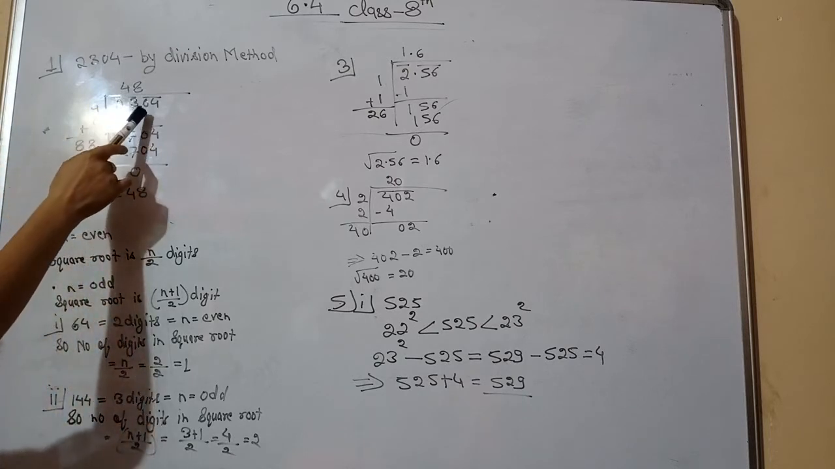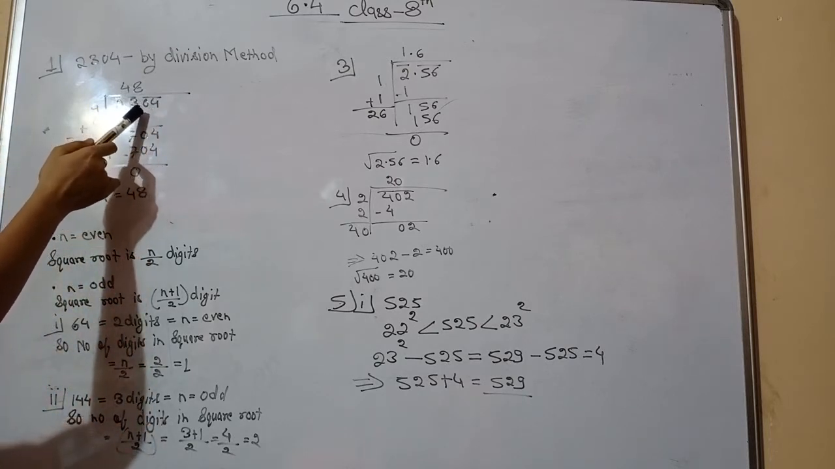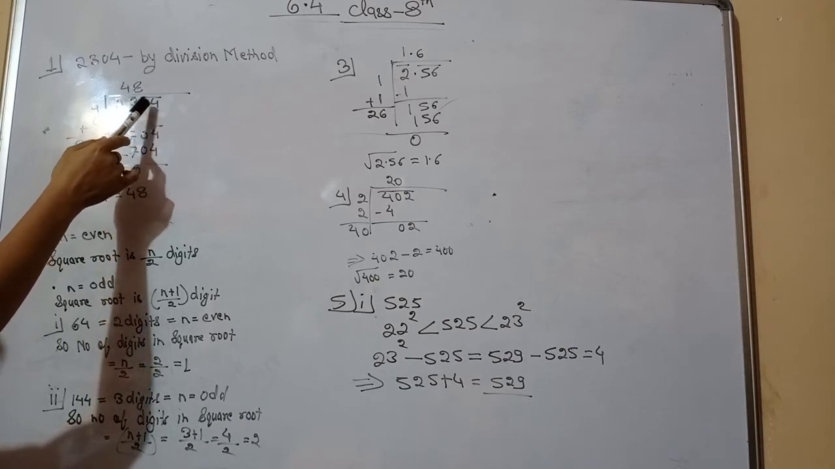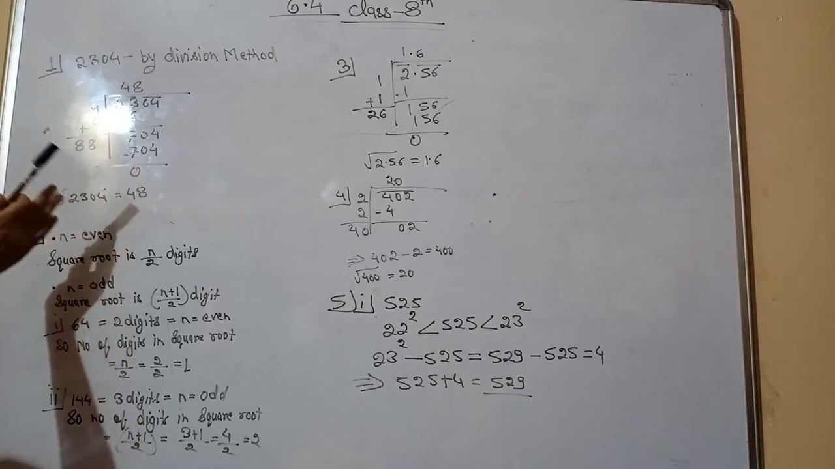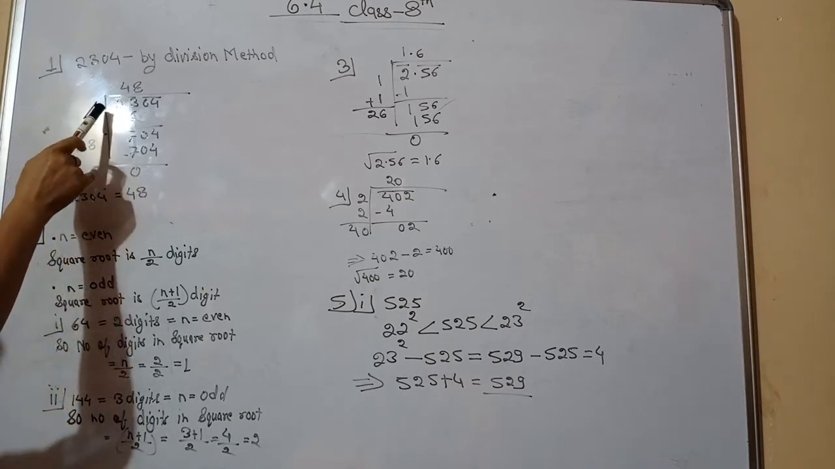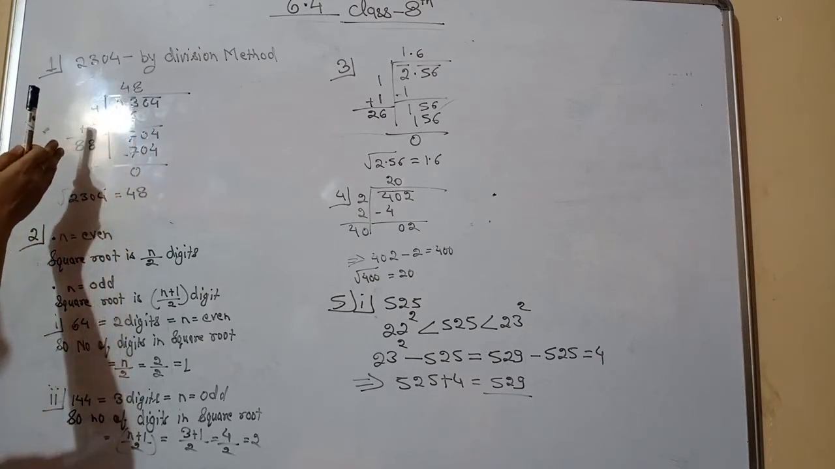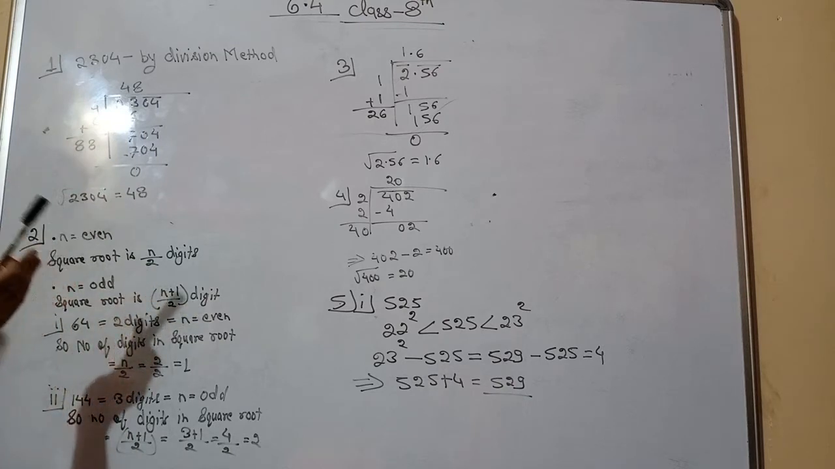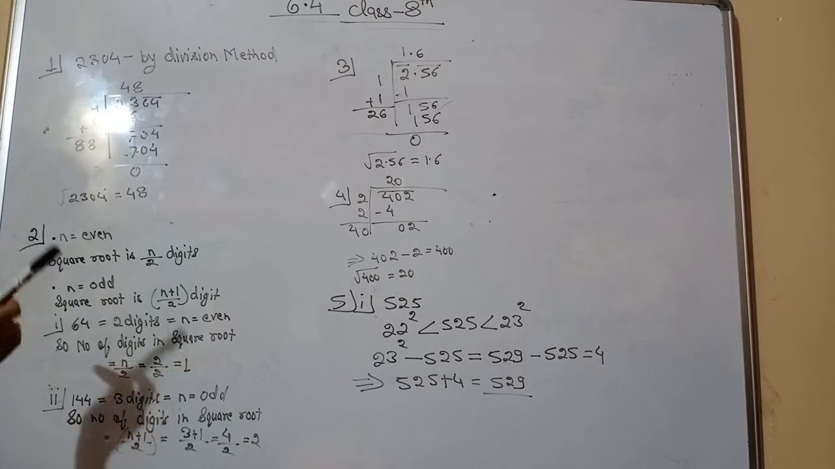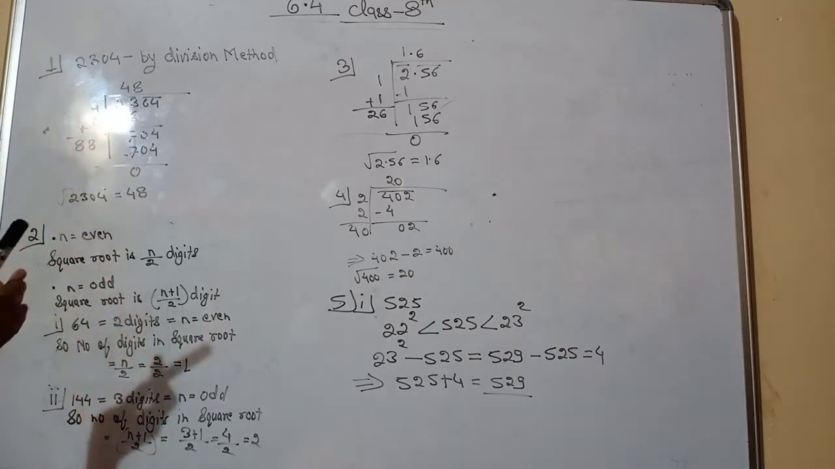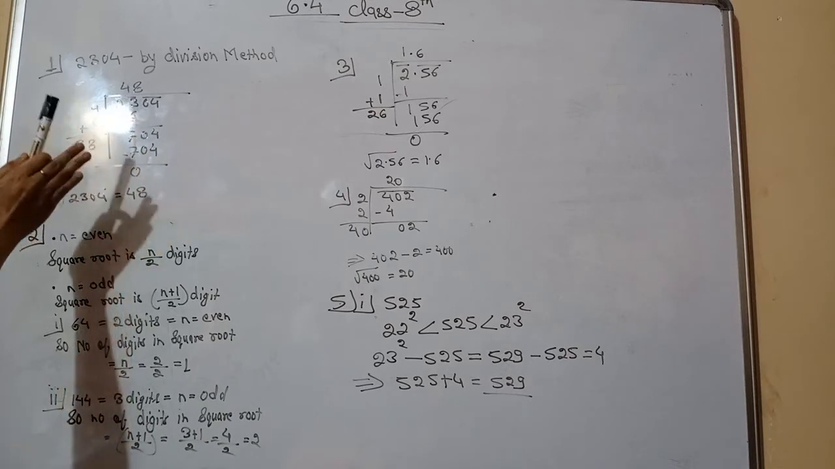What you have to do first is, from the back side, make pairs of two digits. This is the first pair, 0 and 4, and this is the second pair, 2 and 3. Now find the number whose square is equal to 23 or less than 23. We know that 4 fours are 16, which is less than 23, and 5 fives are 25, which is more than 23. So we have to consider the number whose square is less than or equal to 23.